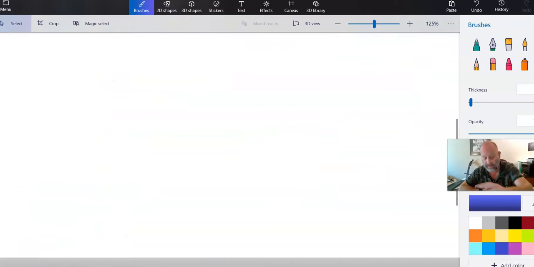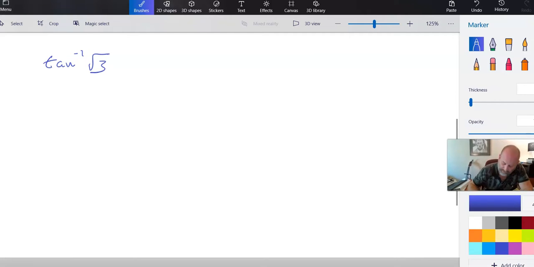So let's go ahead and actually take a look at some of this here. So if I'm looking for an exact value of something like tangent inverse of the square root of 3, right? Really what I'm looking for is an angle so that tangent of theta is equal to the square root of 3, right? So what I'm trying to find out is what that angle actually is.